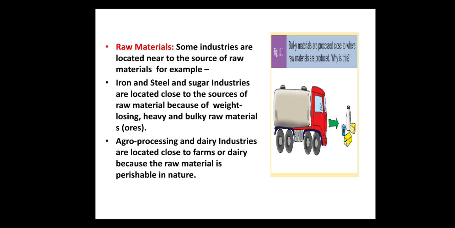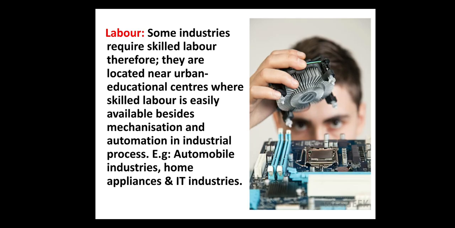If we talk about India, most of the iron and steel industries are located in the Chotanagpur Plateau region. Why? Because most of the iron raw materials are in the Chotanagpur region. We have rich iron ore deposits there. Because of that, most of the iron and steel industries are located near the Chotanagpur Plateau region. What is the main factor that affects the location of the iron and steel industry? Because they are weight-losing, heavy, bulky industries, right?